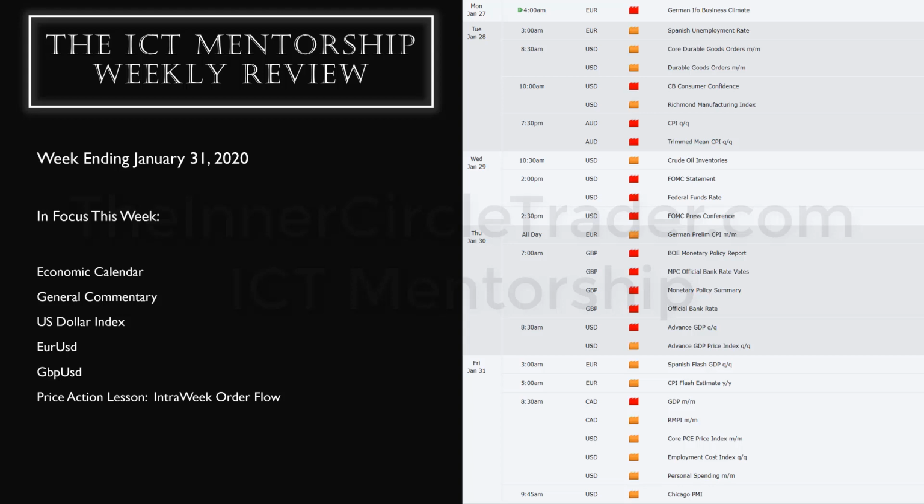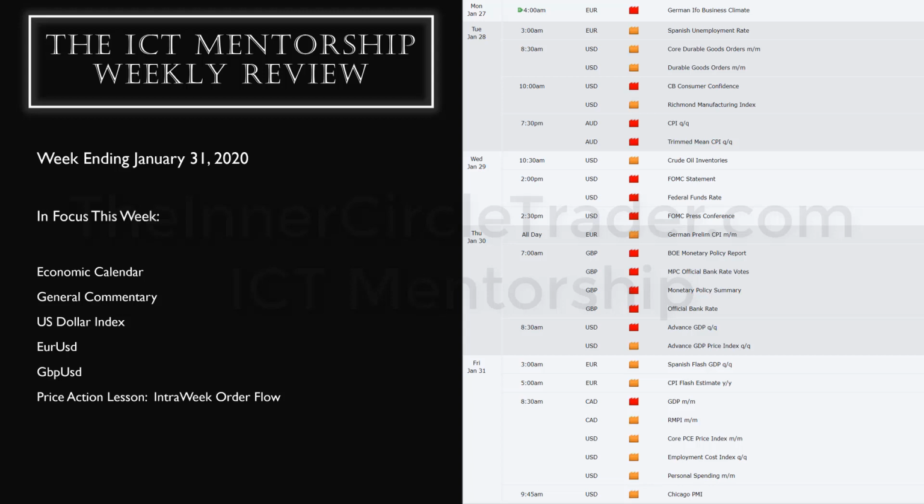This is our economic calendar for the week ahead. On Monday we have German IFO business climate for Euro during London Open. Tuesday we have London Open medium impact Spanish unemployment rate. 8:30 a.m. medium impact for New York session core durable goods orders. 10 a.m. we have high impact consumer confidence for the dollar and Richmond manufacturing index medium impact. And then 7:30 p.m. I have high impact CPI for Australian dollar.